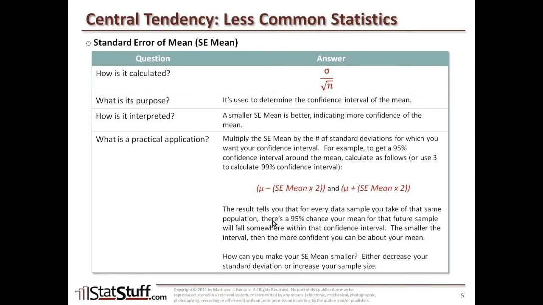So the result tells us that for every data sample that you take from that same population, there's a 95% chance that your mean is going to fall within that range, within that confidence interval.